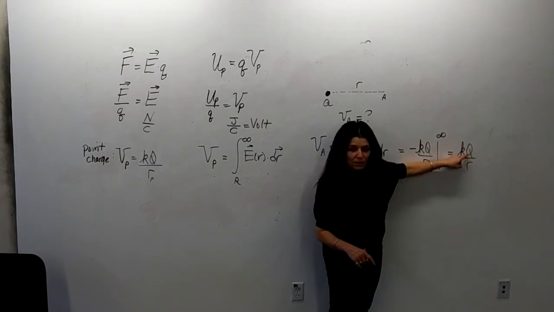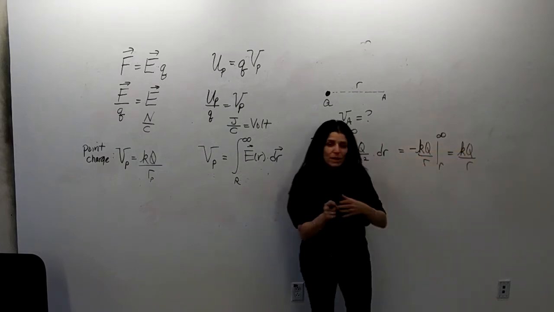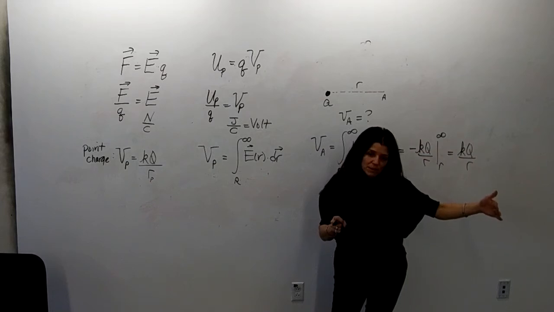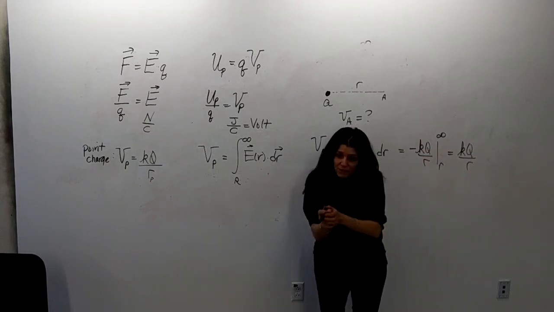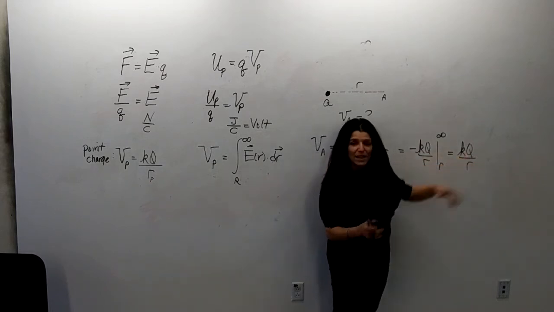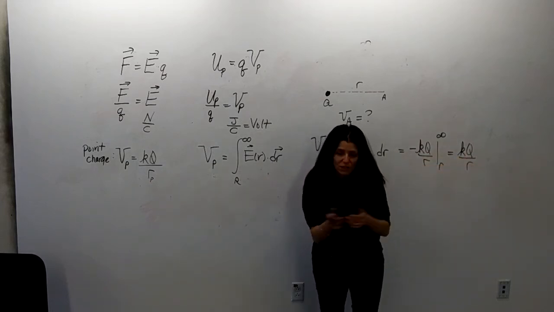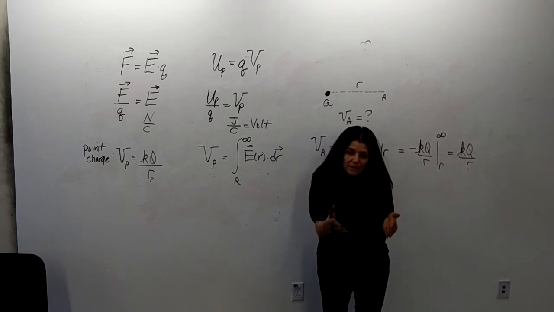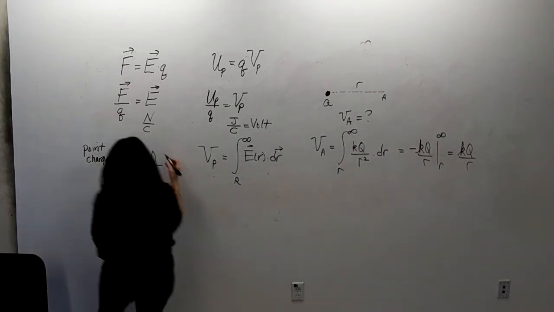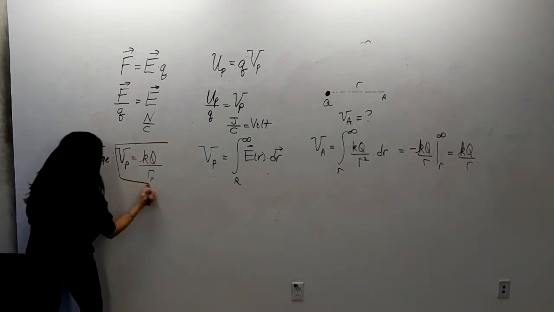So if I put in positive Q, because I have a positive source charge, it's going to create a positive potential a distance r away. If I have a negative source charge, I put in the negative Q, and it's going to create a negative potential. It's more like a hole than a hill. Okay, this is an important equation, the potential near a point charge.